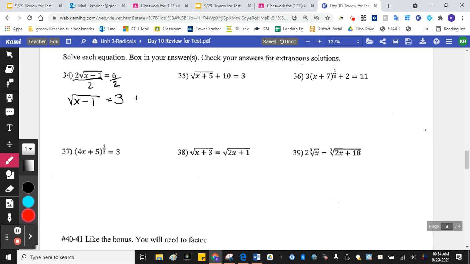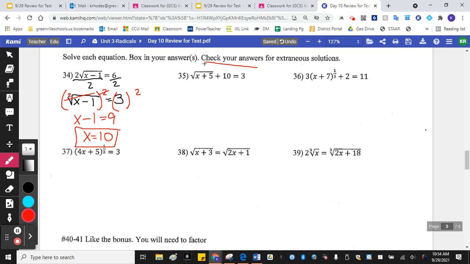All right, how do you get rid of square roots? Square both sides. Raise it to the proper power was your notes. So since this is the square root, to get rid of square root, you square both sides. And then 3 squared is 9. Add over 1, 10.